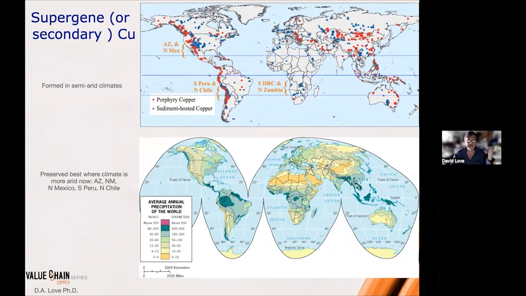Copper deposits that formed in very humid, rainy, tropical rainforest won't form these kind of deposits because there's too much water, and copper deposits that formed in the north, on the Canadian Shield, for example, won't form these kind of deposits because the water in the ground is frozen half the year. They are preserved best where the climate is now more arid than it was when they formed. Semi-arid, more arid, preserves these kind of deposits.